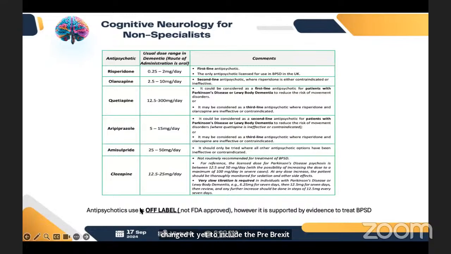All of those medications are used off-label, meaning that they're not FDA approved. However, the evidence has been supporting the use of those medications for neuropsychiatric symptoms. Risperidone, olanzapine, quetiapine, all of them are second-generation medications, and they've been effective, even in the personal experience of a psychiatrist who has been in that field for years. They have been effective in reducing the severity of a lot of those symptoms.